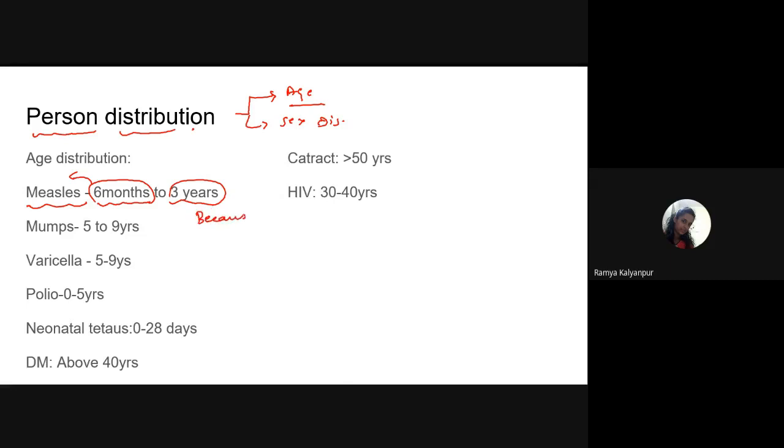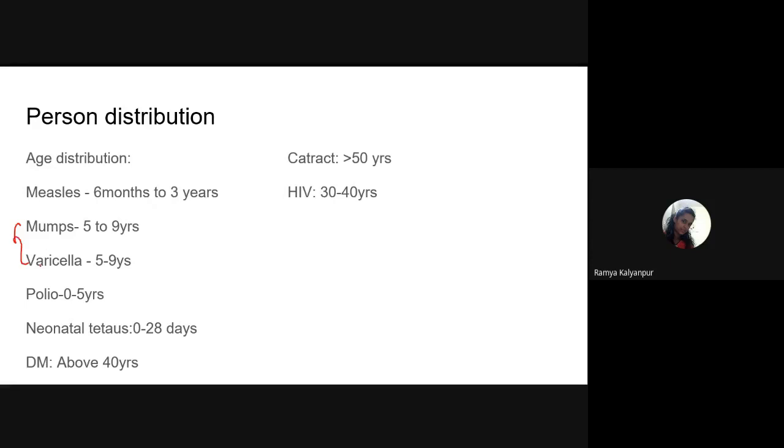Because of the presence of maternal antibodies. Because from 0 to 6 months there will be maternal antibodies, and this gives protection against which one? Measles. Then again, when you see mumps and varicella, that is chicken pox, these two are commonly seen in the 5 to 9 years age group.